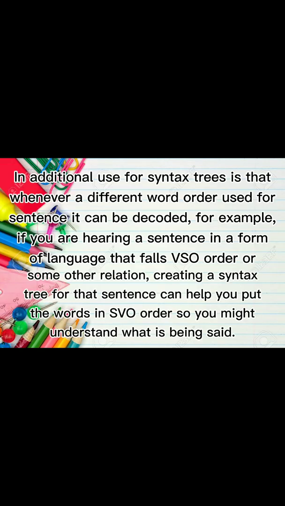An additional use for syntax trees is that whenever a different word order is used for a sentence, it can be decoded. For example, if you are hearing a sentence in a language that follows VSO order or some other order, creating a syntax tree for that sentence can help you put the words in SVO order so you might understand what is being said.